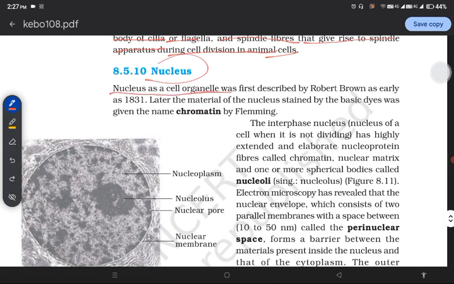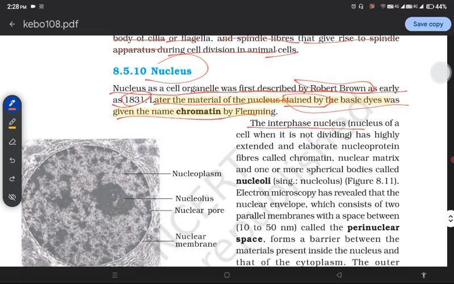Nucleus as a cell organelle was first discovered by Robert Brown as early as 1831. Later, the material of the nucleus stained by the basic dye was given the name chromatin by Flemming.